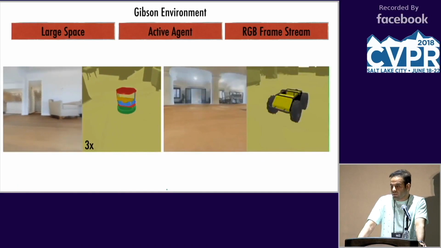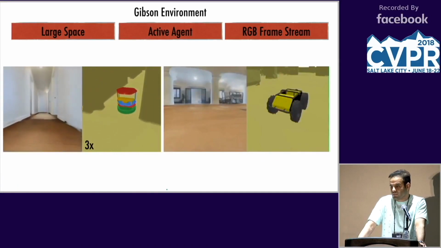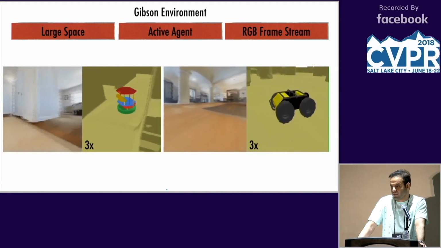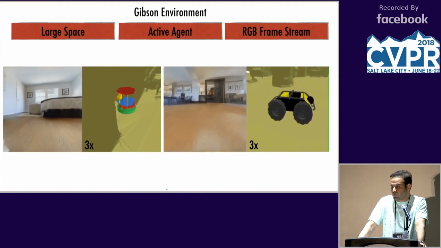Okay, so some more examples. On the left, you can see, for instance, a TurtleBot that is going from a living room to a bedroom that you can see right here. And on the right, you can see a Husky agent that is driving around the living room.